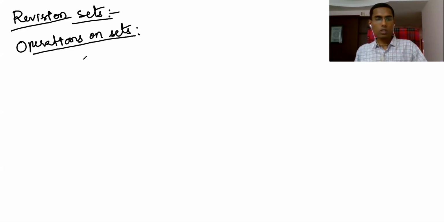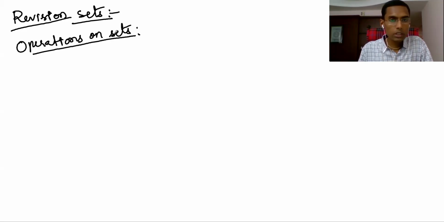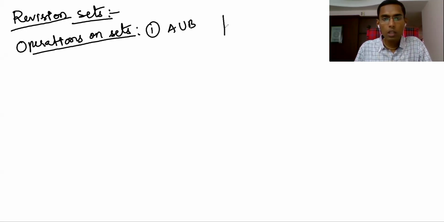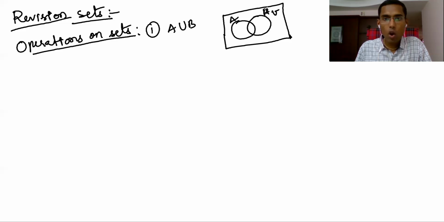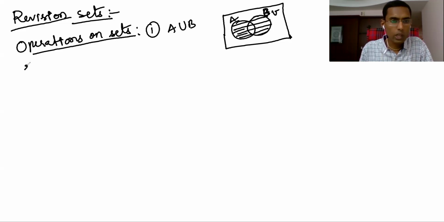What are these operations? Number one is A union B. This is the universal set. A union B means the number of elements in A or B, like this we represent. So A union B means part 1, part 2, part 3. I already explained this, A union B, you know very clearly.